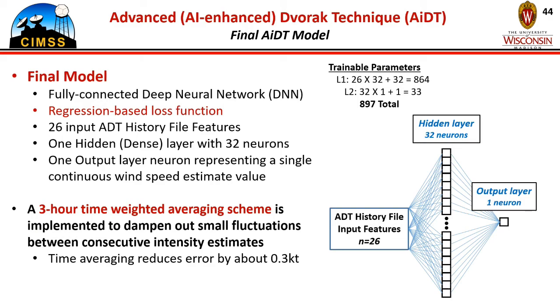So here is a schematic of the model. Again, there's just one layer of 32 neurons. We have 26 values or features going into those neurons and one output neuron with the intensity estimate coming out.